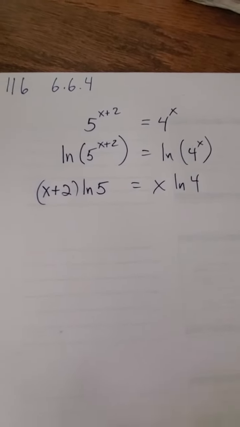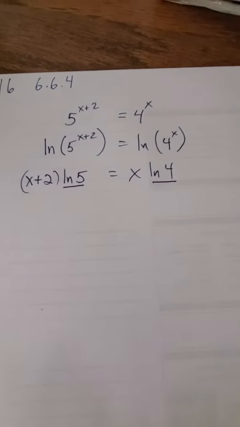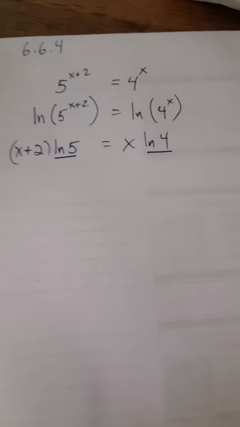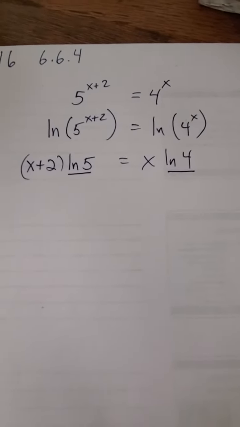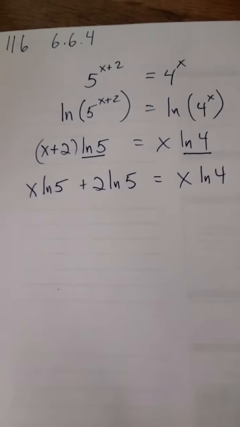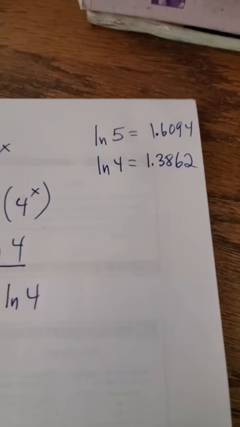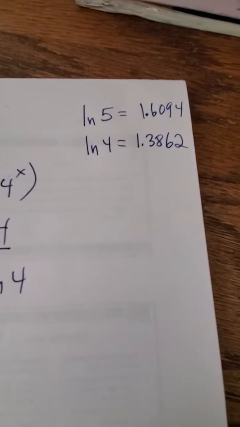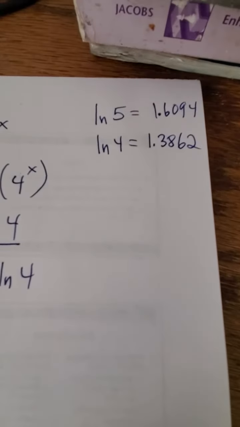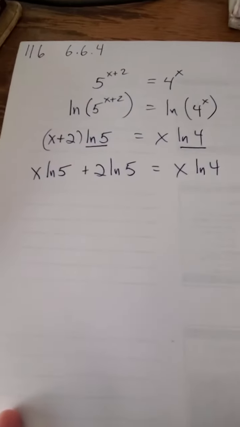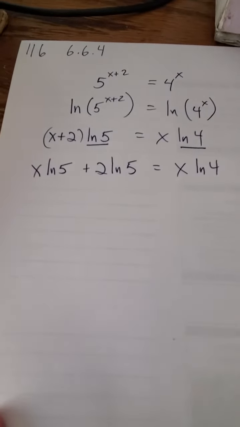I'll tell you why. Because ln 5 and ln 4 are just numbers, which I could look up on a calculator. So they're just regular constants. Anyway, I'm going to distribute and solve for x. Again, ln 5 is just some number. Well, I'll tell you exactly what it is. ln 5 is just 1.6094, and ln 4 is just 1.3862. They're just plain numbers. But before I do any of that, let's regroup.